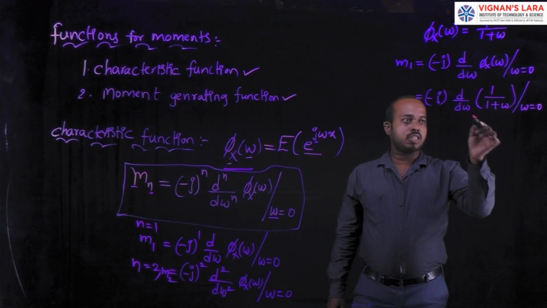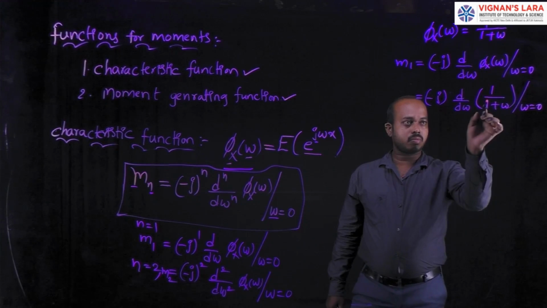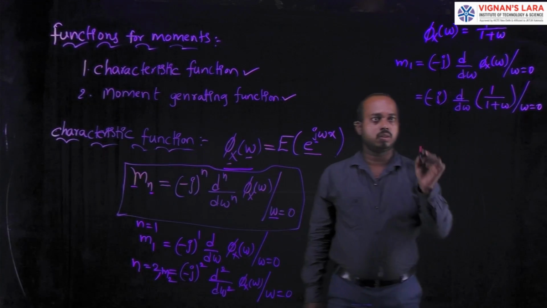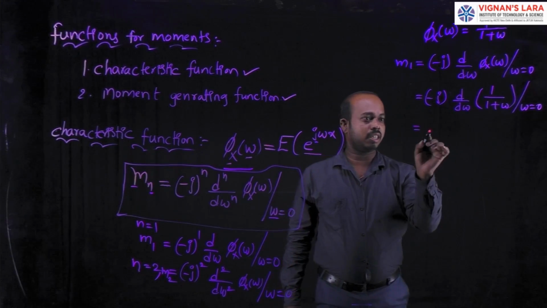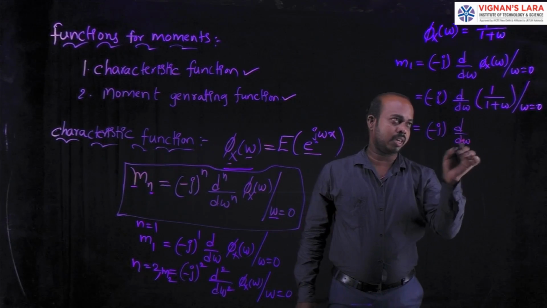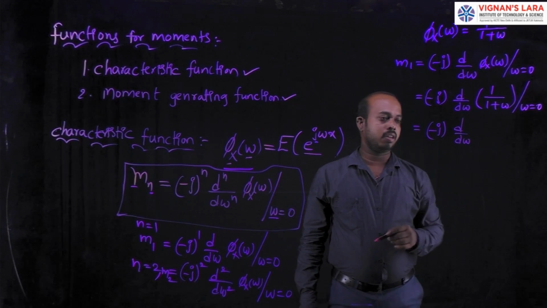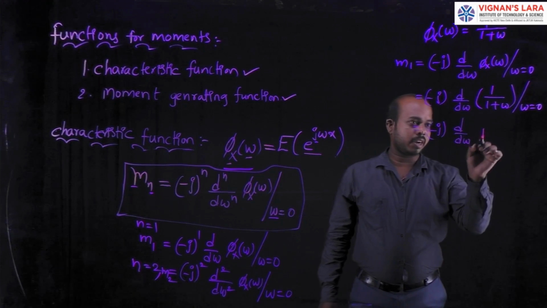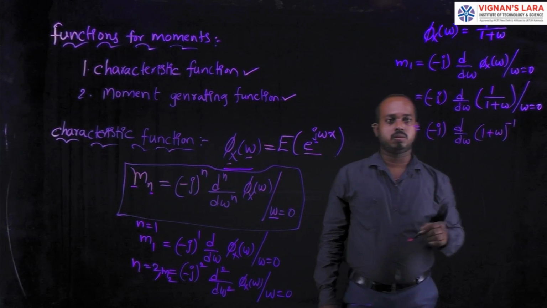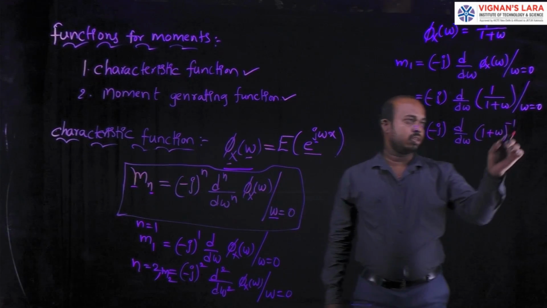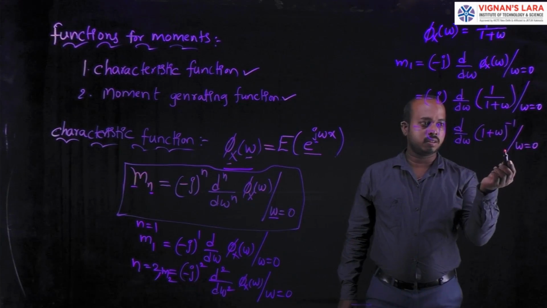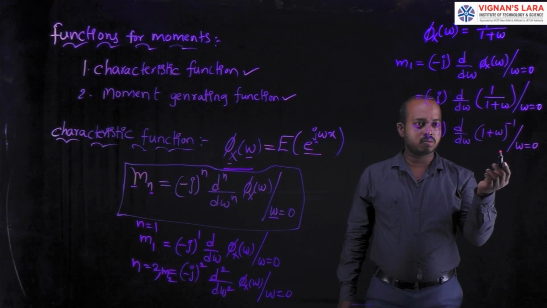What is the quantity here? It is 1 plus omega whole power 1. The equation I am writing is minus j d by d omega of 1 plus omega whole power minus 1, at omega equal to 0. We can write it like this.